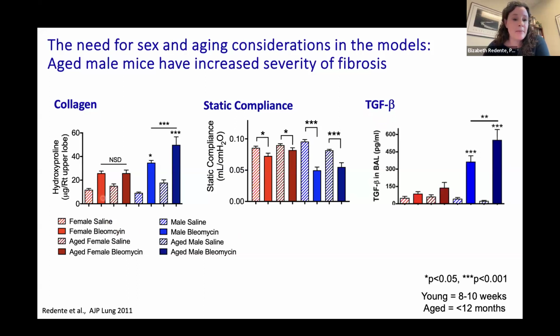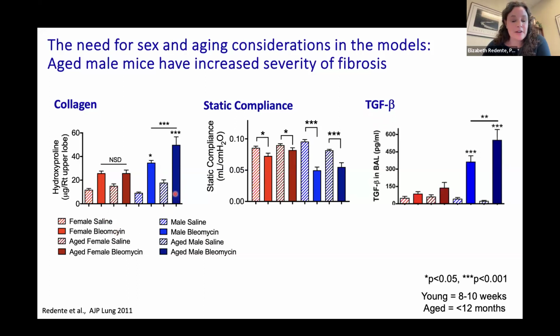And we can see with the female mice, which are shown in the red bars, that young mice compared to old female mice get a robust fibrotic response, but it wasn't different as the animals aged. Compared to the male mice, even the young male mice had an increase in their fibrotic response compared to the females. And then in the aged male mice, this was accentuated even more.